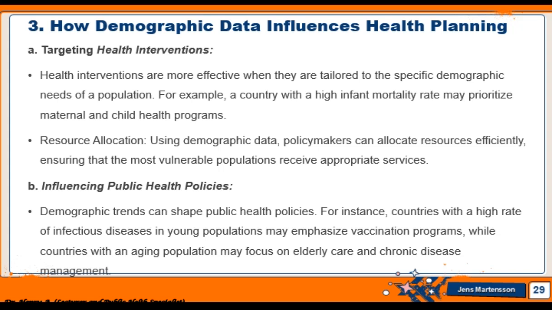Another influence of demographic data is number 3, influencing public health policies. Now, demographic trends significantly influence public health policies, and for instance, you find in a country with a high prevalence of infectious diseases, they might prioritize vaccination programs and disease control measures because they've seen that there's a high prevalence of infectious disease. So we need to prioritize vaccination programs, and we need to also bring in various strategies to control the disease.